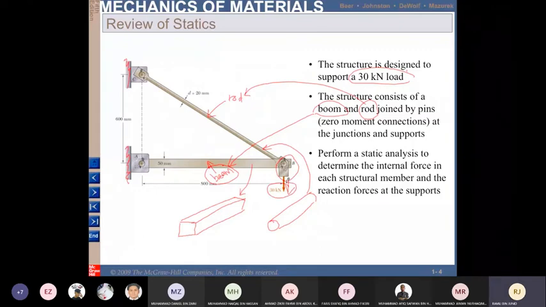For the wall here, rod, beam, we have a 30 kilonewton load. Perform a static analysis to determine the internal force in each structural member. So what is the internal force? Internal force means what is FAB and what is FBC? What is force AB and force BC?